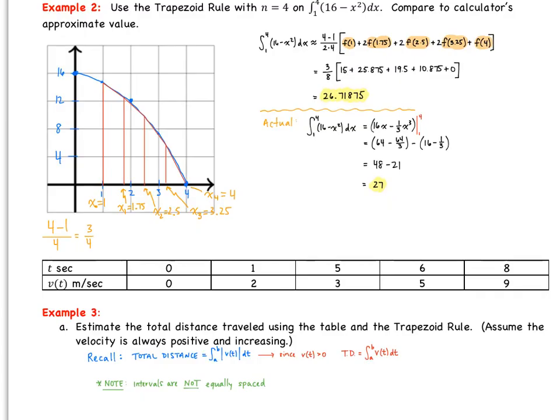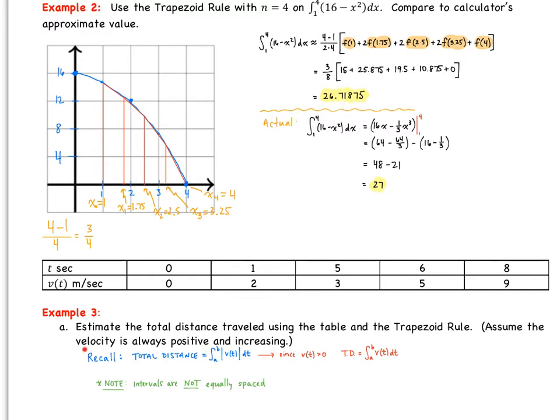Let's take a look at this third example where we're going to use this table here to talk about the time in seconds and the velocity in meters per second. So what we want to do is we want to estimate the total distance traveled using the table and the trapezoid rule. And we want to assume that velocity is always positive and increasing.